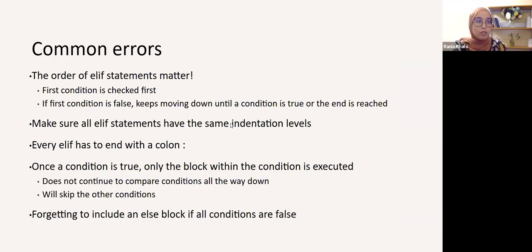And now, in case the condition is true, only the block within that condition is executed. Other elif, even if they are 1000, no one is going to care about that. This is why we say that it's not going to execute the code sequentially. There could be a jump from time to time. And forgetting to include an else block if all conditions are false can also make a problem, because what to do then? If, for example, all of them could be false, then we need to make sure about the last part, which is the else statement.